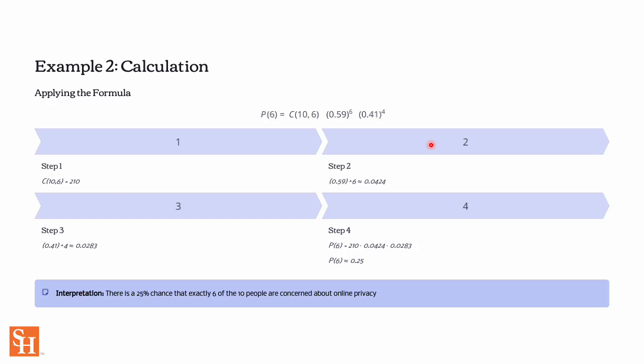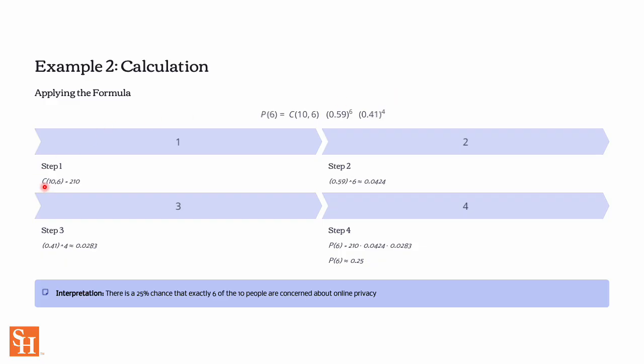So now we have all the components for a binomial probability distribution, and we can just plug in the values in the binomial probability distribution formula. In that case, we are interested to see exactly 6 of them are concerned about their privacy online, right? Then our n, the number of trials, was 10, and r equal to 6, and the probability of success was P equal to 0.59 and Q equal to 0.41, right?